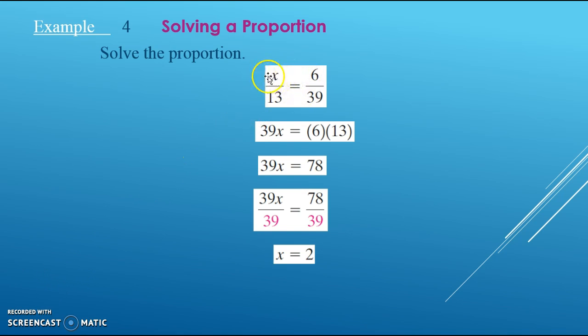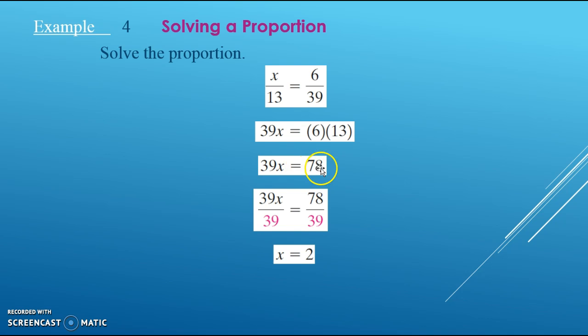In this example, we have x over 13 equals 6 over 39. And this is what most people refer to as cross multiplication. That's how we solve a proportion. You can see we took x times 39. So there it is, 39x. Keep that equal sign in between. Remember, it's a teeter-totter. And then 13 times 6 on the other side. We're going to go ahead and do that multiplication. 13 times 6 is 78.